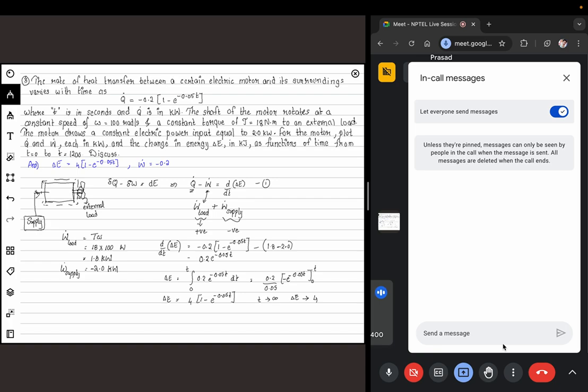Eventually you reach a steady state where your motor temperature will be constant. The motor temperature won't be changing. Whatever is coming in, going out, and heat loss, everything will balance each other, and delta E will be a constant value. So d delta E by dt will be 0 after a certain point as t tends to infinity. That is what we are calling a steady state.